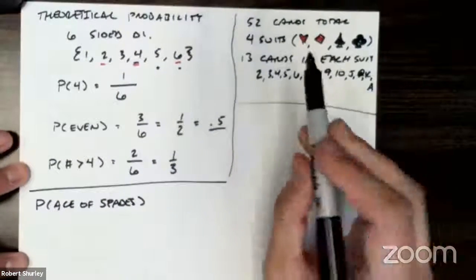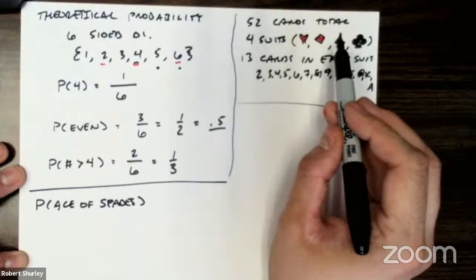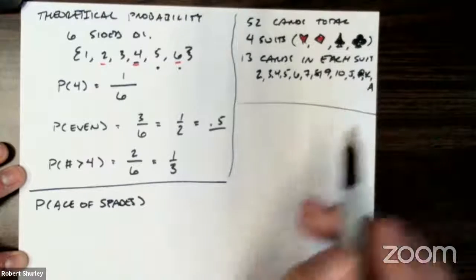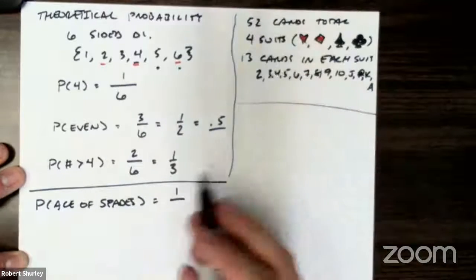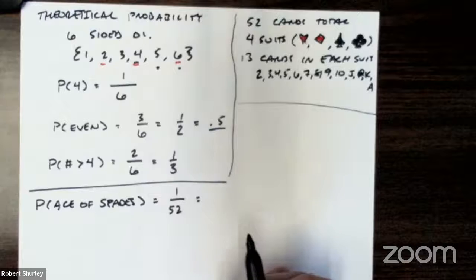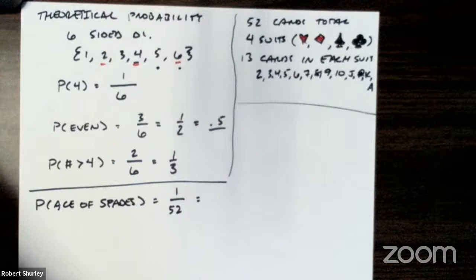The ace of... well, there's only one ace of spades, right? The suit is spades, and we're choosing the ace from it. So there's only one outcome where this can occur. We said there's 52 cards total, so 52. And just because I'm interested, what is 1 out of 52? What's the probability that we got this ace of spades?